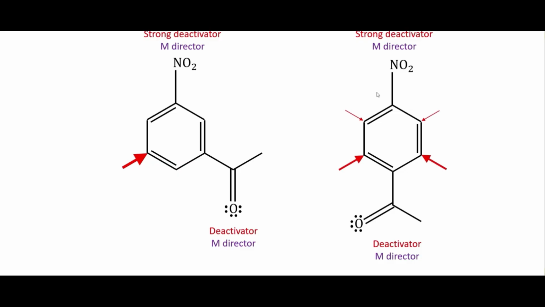Whereas over here, we have the stronger deactivator up here, and then the weaker deactivator down here. So they're both M directors. These two carbons right here are meta to the nitro group. These two are meta to our acetyl group. So we're going to get reaction on all four of those, but the stronger deactivator is going to predominate. So we are going to get more reaction on these two carbons right here.